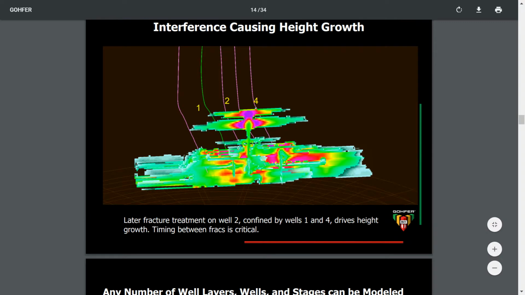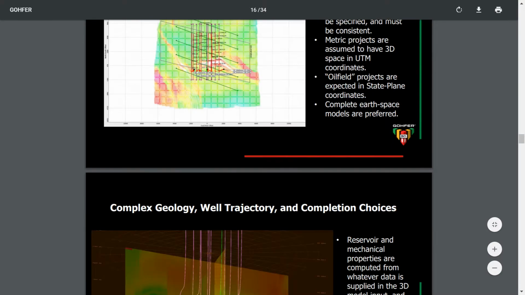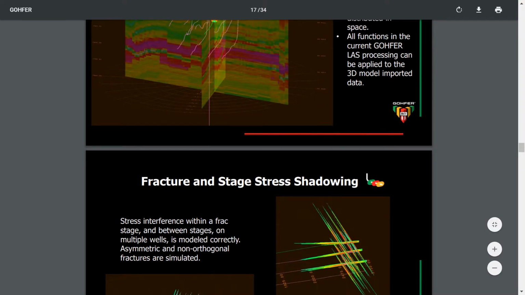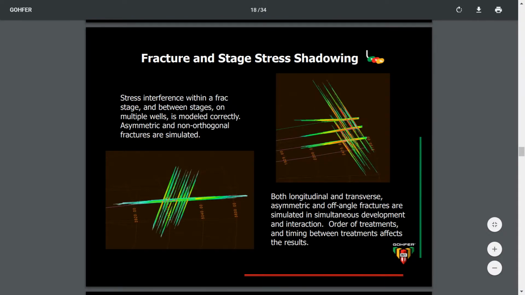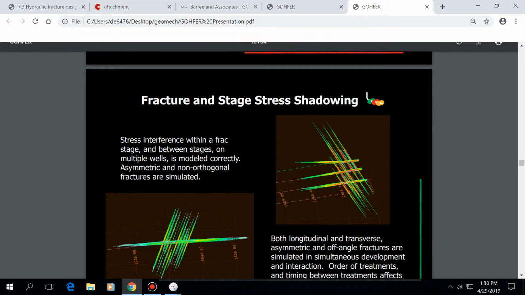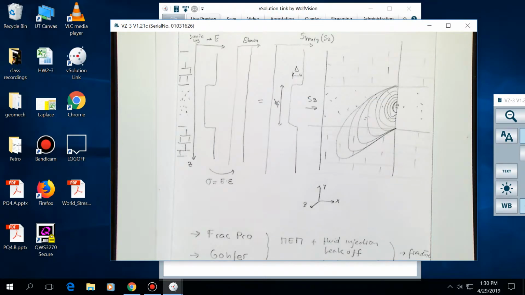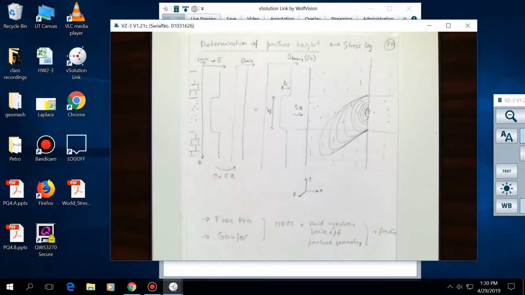Okay, here are some nice examples of fracture height. You can check this document in more detail if you are interested. But this is the direction in which we're going, okay? All right, so let me get out of here. My objective is that you know what goes into those simulators.